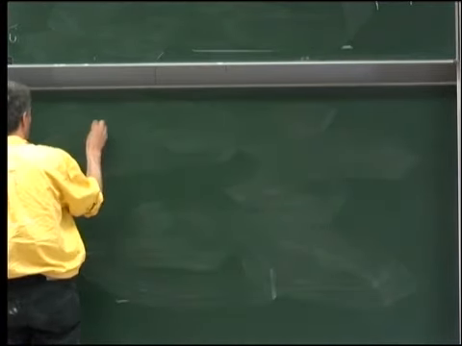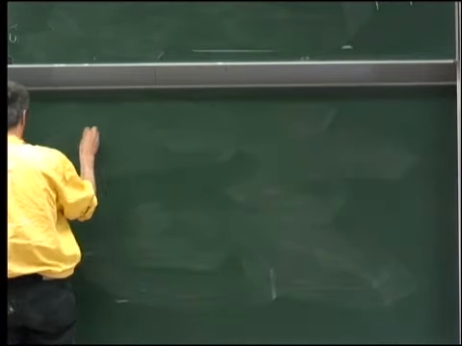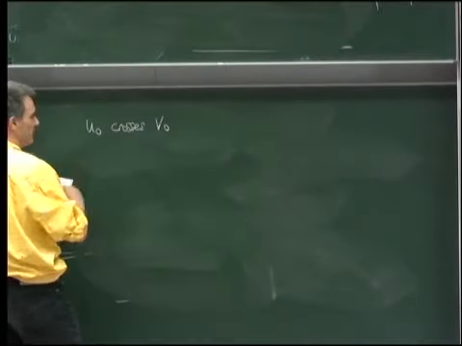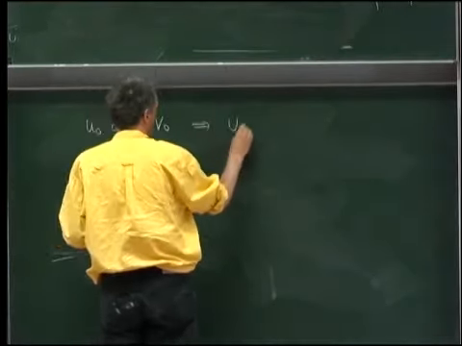That if you go back to your U0 equation, if U0 crosses V0, if you have two solutions where U0 crosses V0 at time 0, then it will cross at all times t.